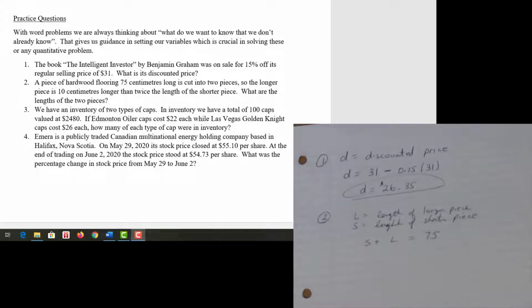Now we can get into the more complicated one. So the longer piece is, that sounds like L is, that's like an equal, 10 centimeters longer.